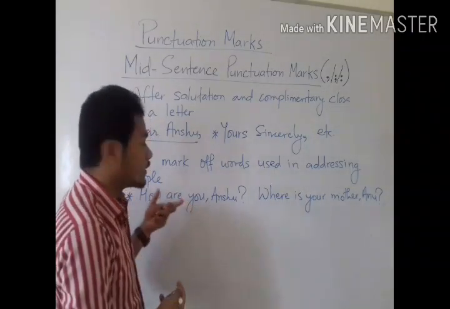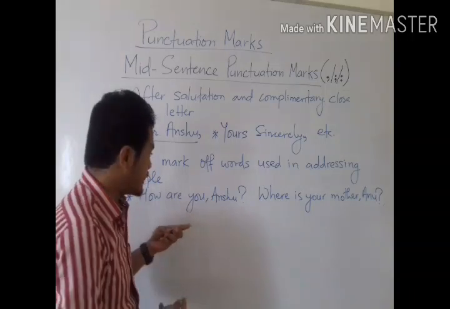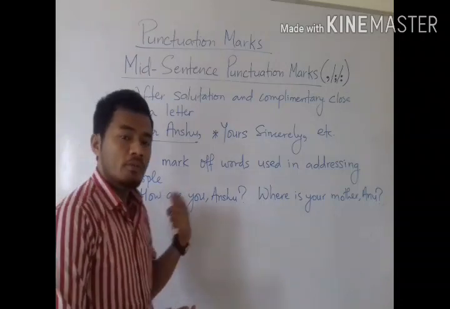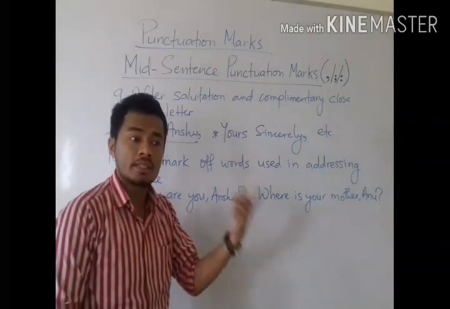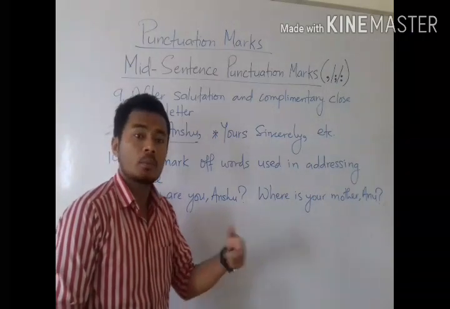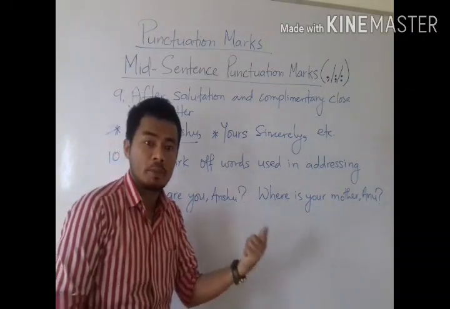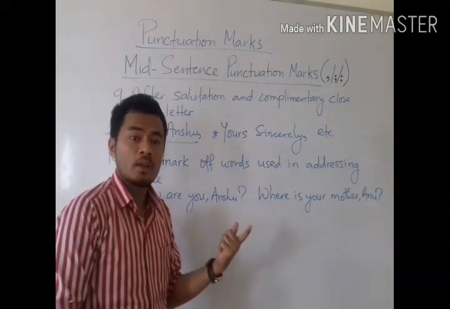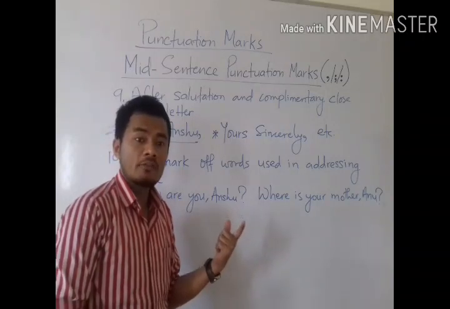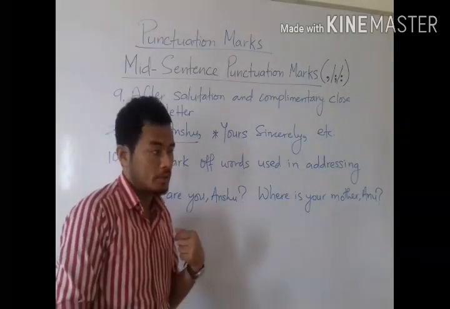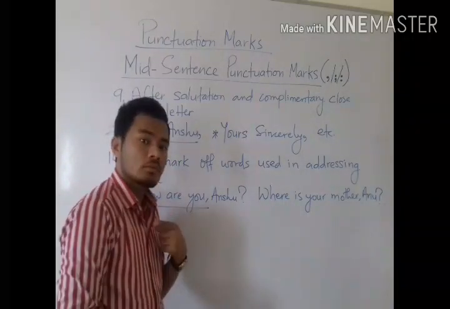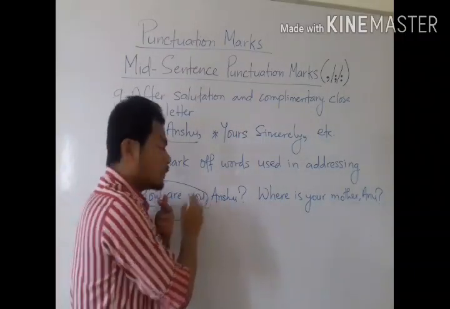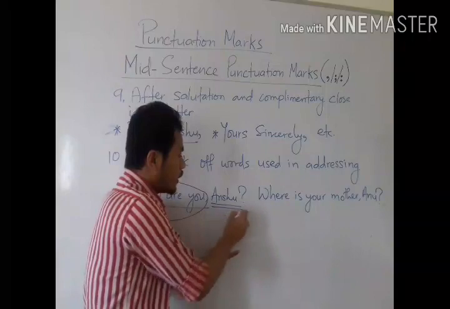Now, another condition or the last condition to use comma in sentences is to mark off words used in addressing people. Whenever we ask a question while addressing the people, we ask another question while addressing some other people or the person in front of you. In that case also, we use comma after the question and before the name of that person. Like, how are you? So if you are speaking to Ansu, so actually your question is how are you? But you are addressing this question to Ansu.